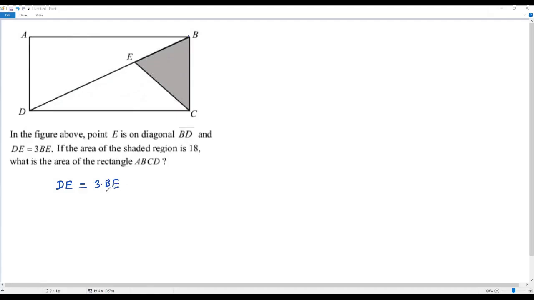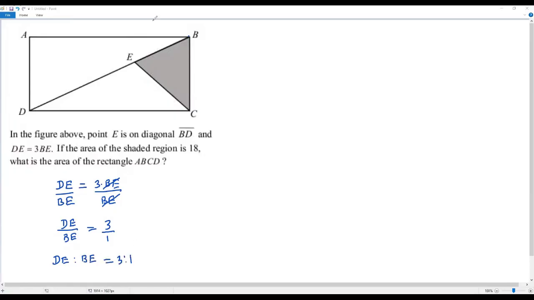That is, DE equals 3 times BE. Now let me divide both sides of this equation by BE. When I do so, this BE will cancel out and I'm getting DE over BE equals 3. Here, this 3 can be written as a fraction by taking denominator 1. Now we can write both these fractions as ratios. That is, DE to BE equals 3 to 1.